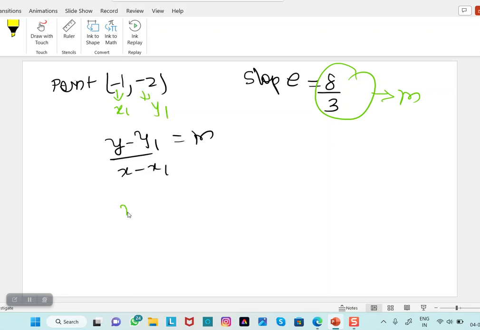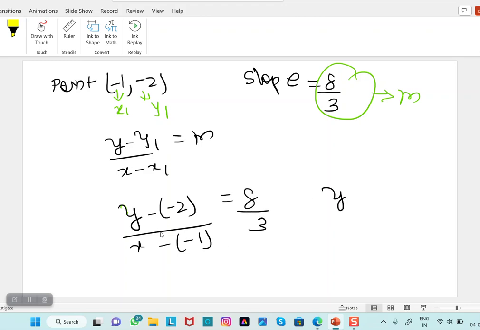So therefore equation will now become y minus, y1 is minus 2, so y plus 2 upon x minus 1, m is 8 upon 3. So we get y plus 2 upon x minus 1, and you get it as 8 upon 3. This is the required equation.